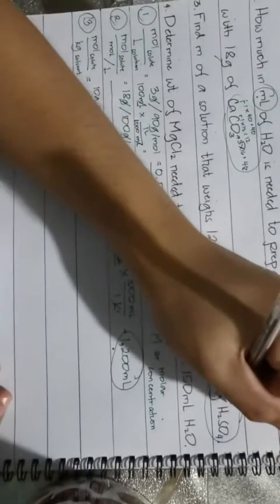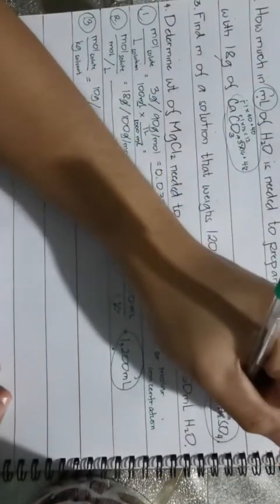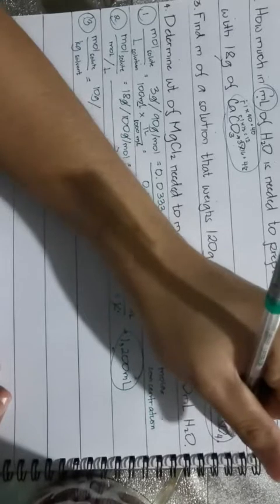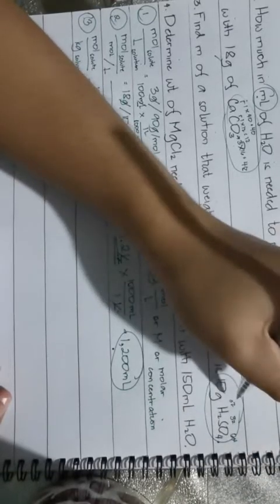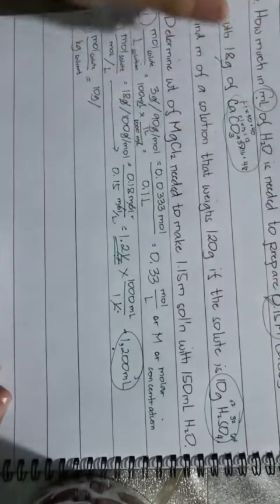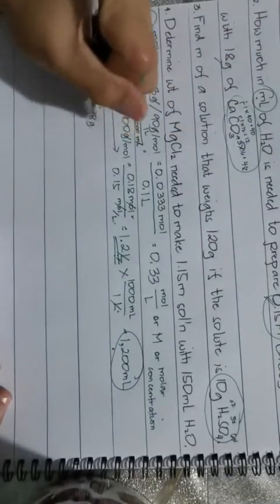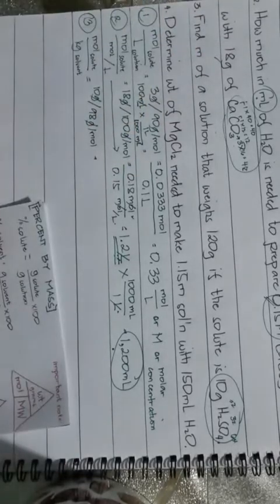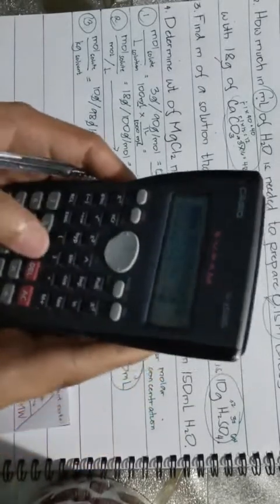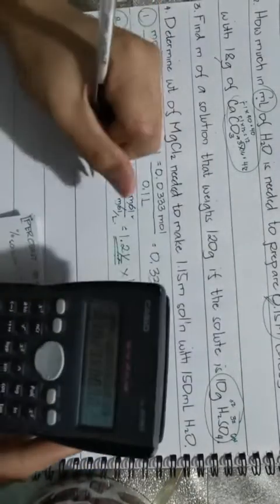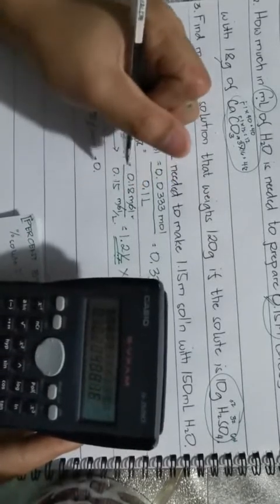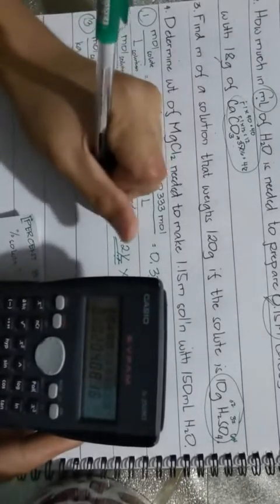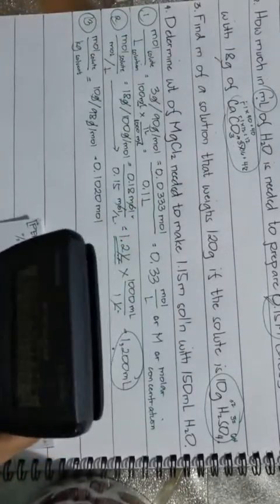So, this is 1 times 2, kaya 2. This is 1 times 32, kaya 32. This is 4 times 16, kaya 64. So, all in all, our molecular weight is 98 grams per mole. So, cancel grams. So, 10 grams divided by 98 is equal to 0.1020. Ngayon nakuha na natin yung ating mole ng solute.